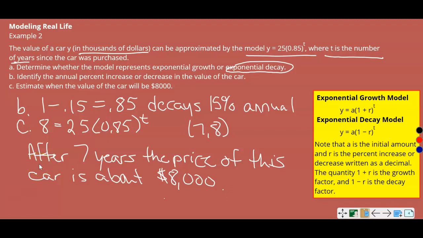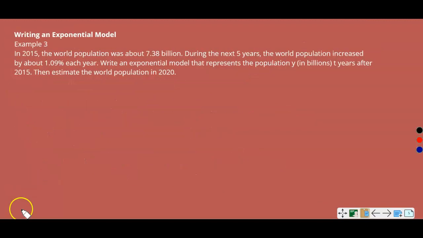So a part is exponential decay. B part says identify the annual percent increase or decrease. We said it was a decrease by 15%. And then c part, estimate when the value of the car will be $8,000. So the value of the car will be $8,000 after about 7 years.